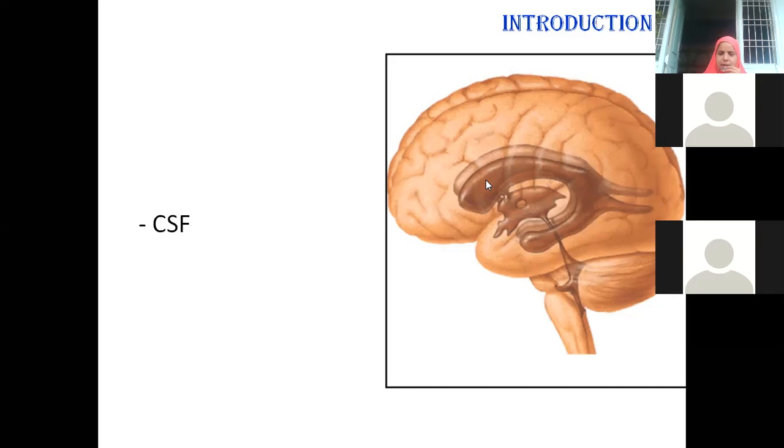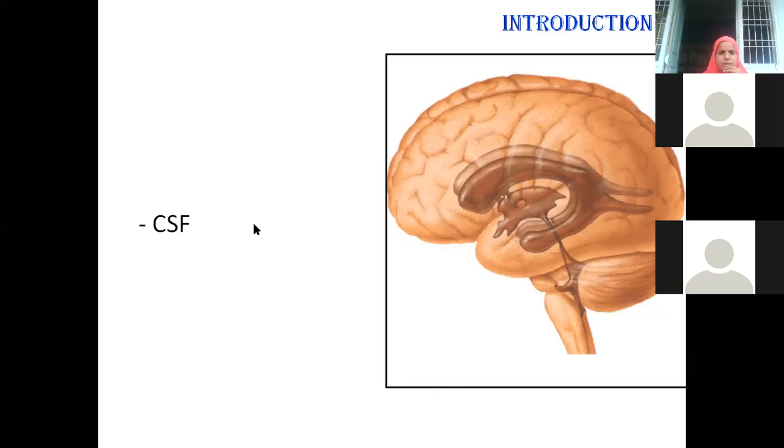Right and left lateral ventricles are connected by an interconnecting structure. What is that? The interventricular foramen of Monro. From here, the CSF will travel to the third ventricle and then to the fourth ventricle. From the fourth ventricle, it enters into the central canal of the spinal cord.